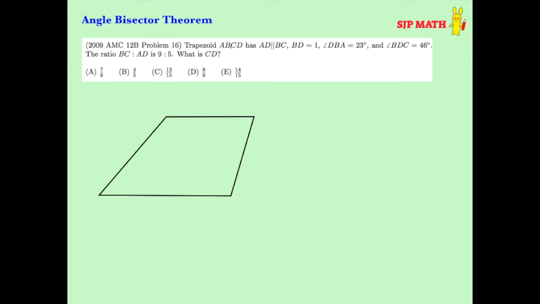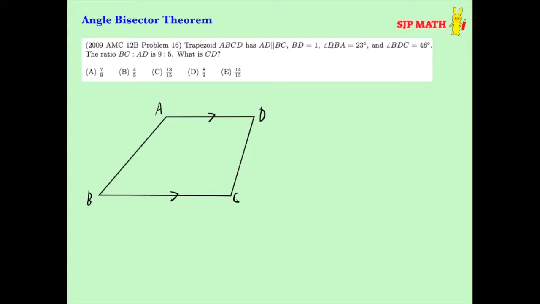Trapezoid ABCD has AD parallel to BC and BD equal to 1. So let's just draw this trapezium out. I have this diagram already because I just felt that it would take a long time to draw it. So let's label the points first. That'll be A, B, C, and D. And then we have that AD is parallel to BC, and BD is equal to 1. Let's keep that in mind.